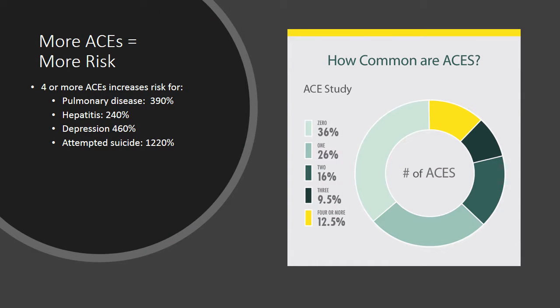I pulled this graph off the CDC website just to show how common ACEs are. As you can see, only 36% had 0 ACEs, 26% had 1, 16% had 2, 9.5% had 3, and 12.5% had 4 or more. When the patient has 4 or more ACEs, the risk factors increase dramatically.